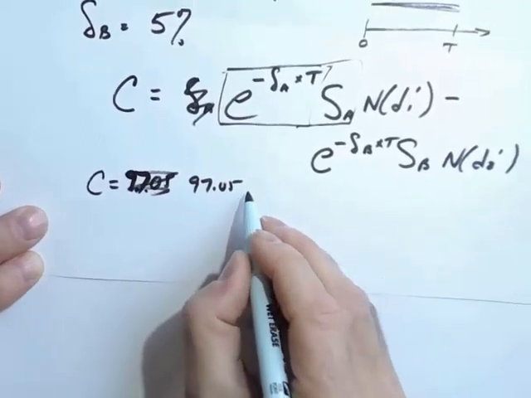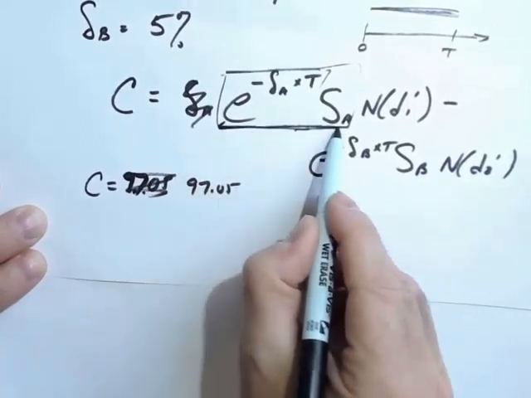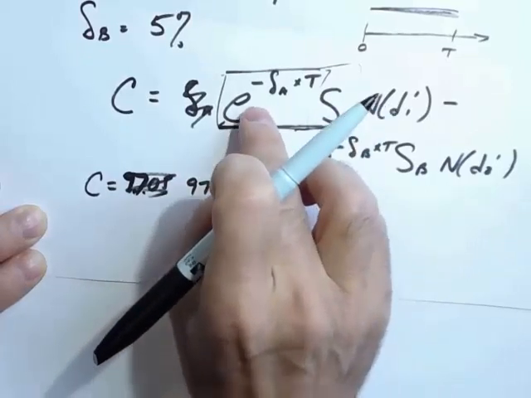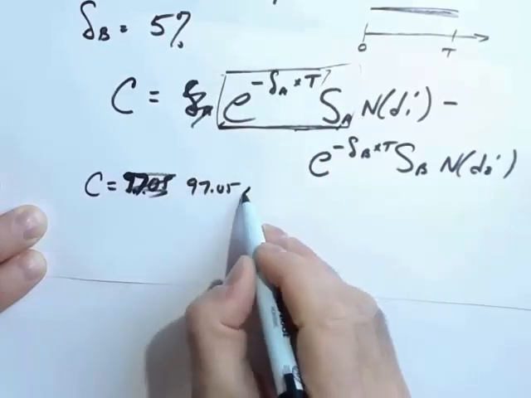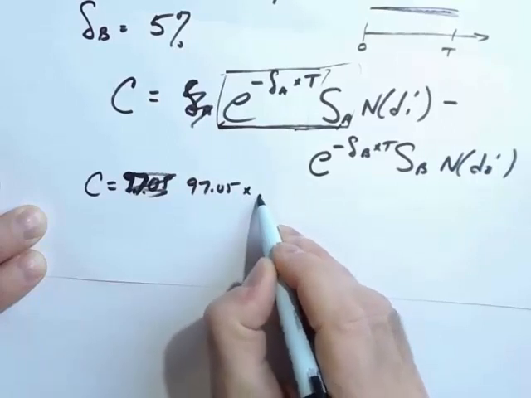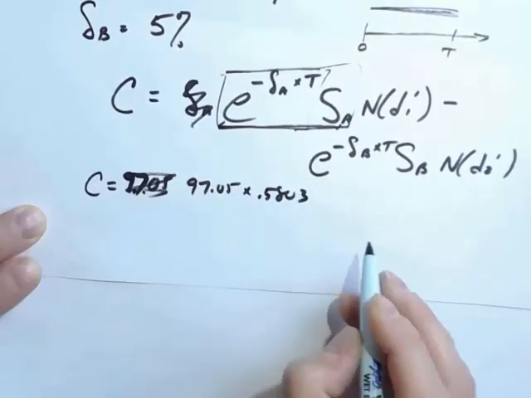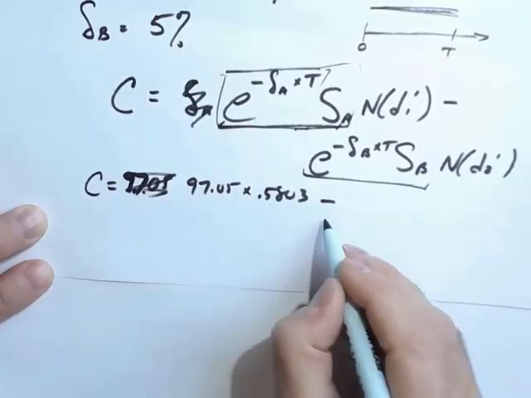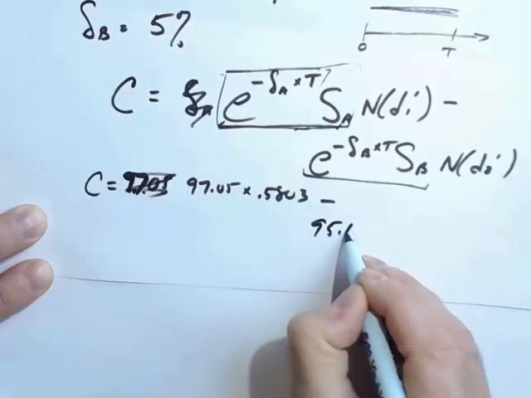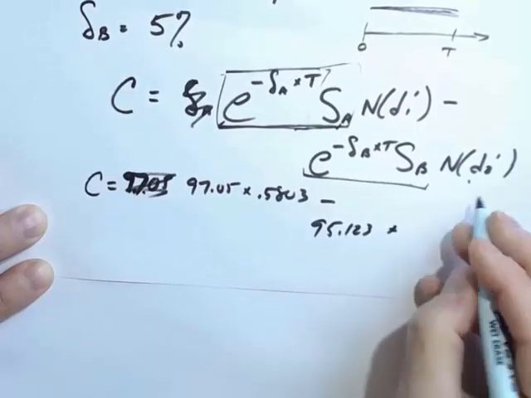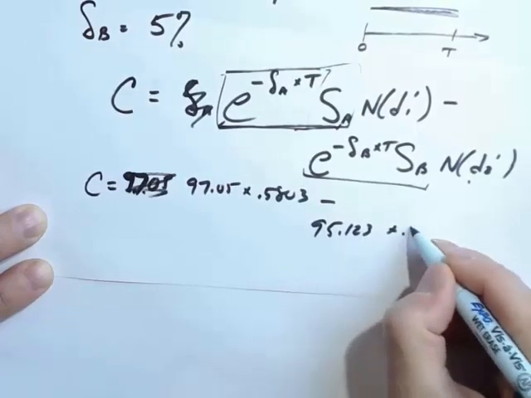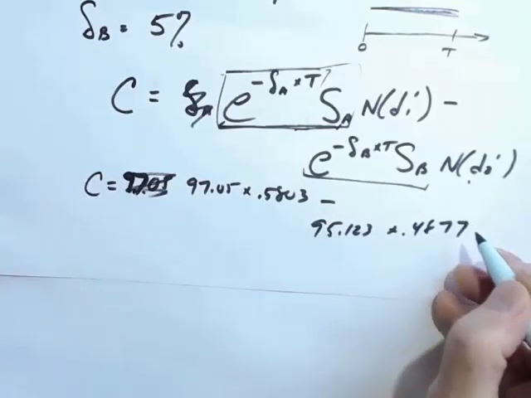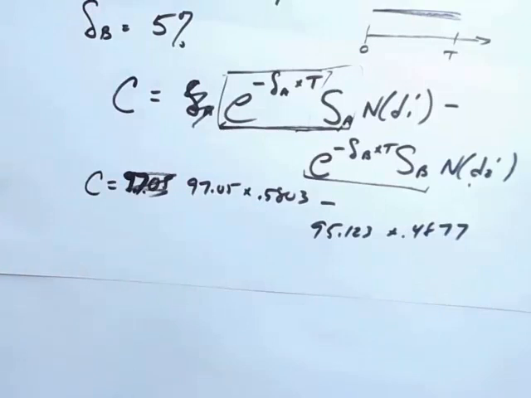Okay, which is these two combined with the 100 times the discount, basically a 3% discount, times the 0.5803 we calculated on the previous page, minus this guy, which we calculated to be 95.123, times the N(d2 prime) 0.4877. And when we get that done, let me get my calculator out.